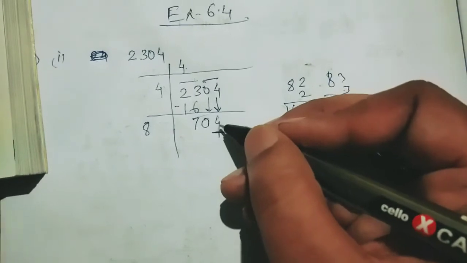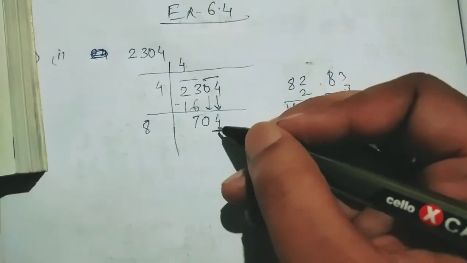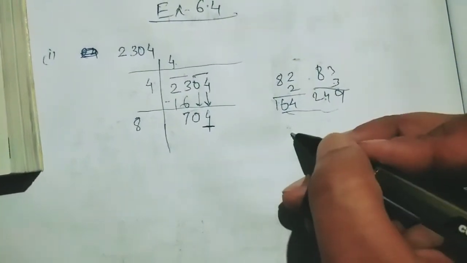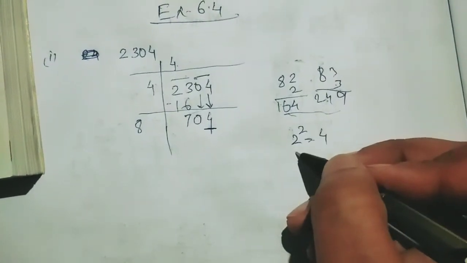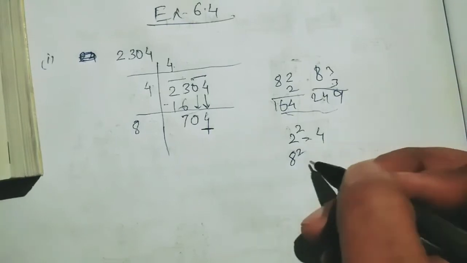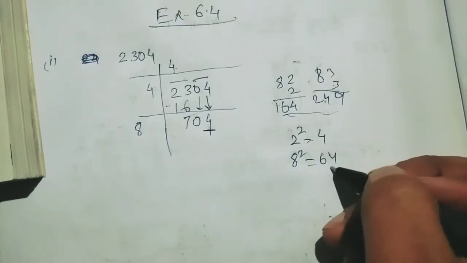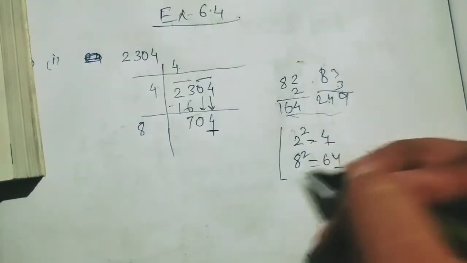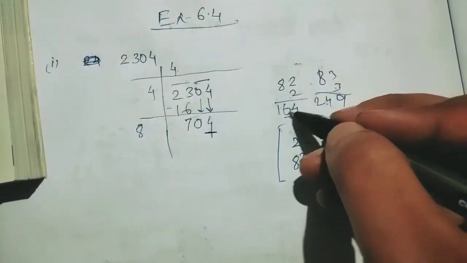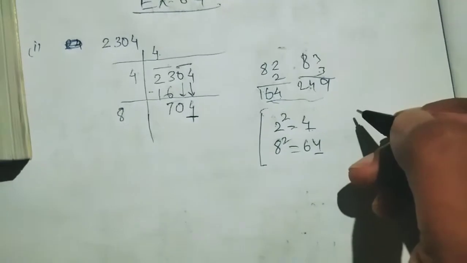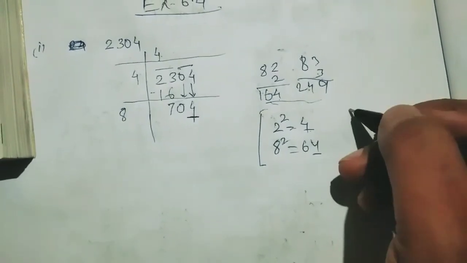So here 4 is there. Which square has 4 in the unit digit? Here 2 square has 4 in the unit digit, and which other square? 8 square. 8 square is 64, that means 4 in the unit place. So here we have got two cases. One case we applied by multiplying with 2, so we did not get the answer. Again we'll try with another number, that is 8.